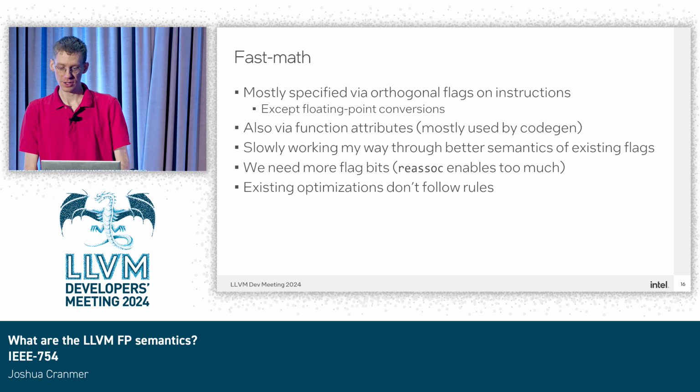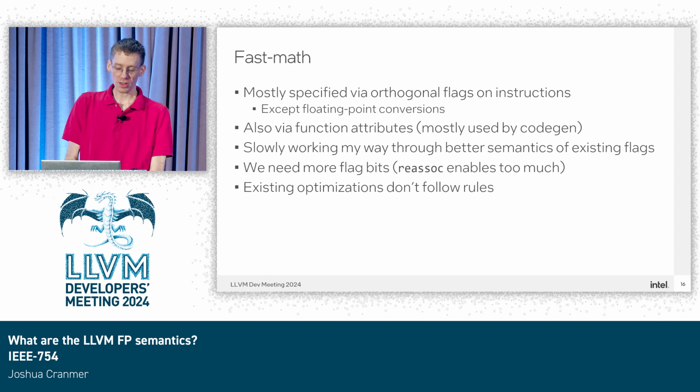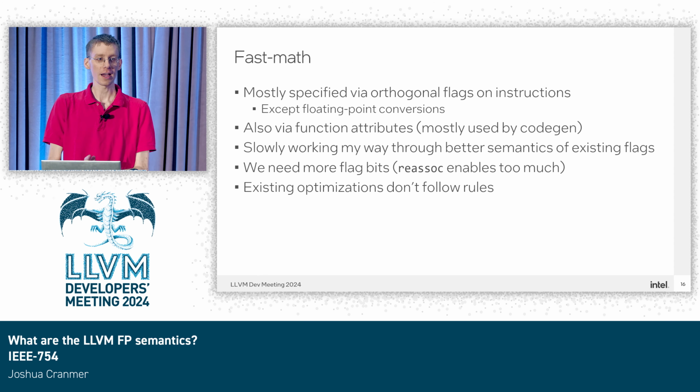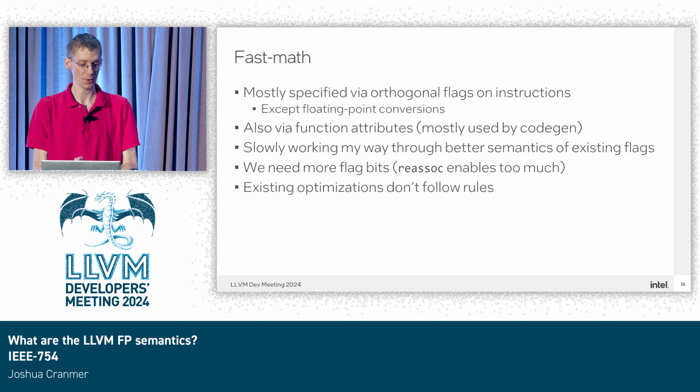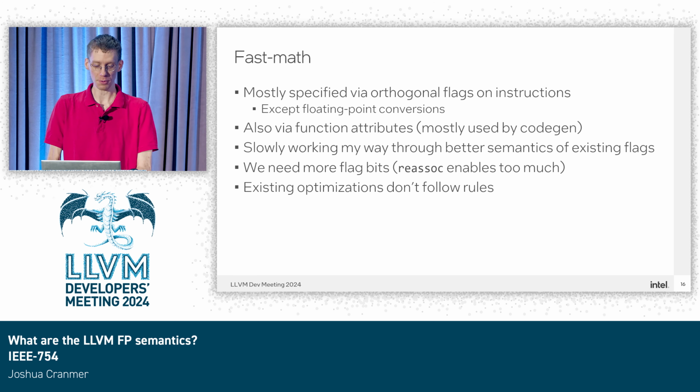Now, fast math flags, it turns out, is its own world of pain. Right now, it's currently specified primarily via these 7 flags which can be specified on individual instructions. But it also turns out that we don't support fast math flags on all floating point instructions. In particular, we are missing them on the conversion instructions for no reason that I can find out. You can also specify these via function attributes, which are primarily only used by SelectionDAG during CodeGen, and we should be moving away from using those in all cases.